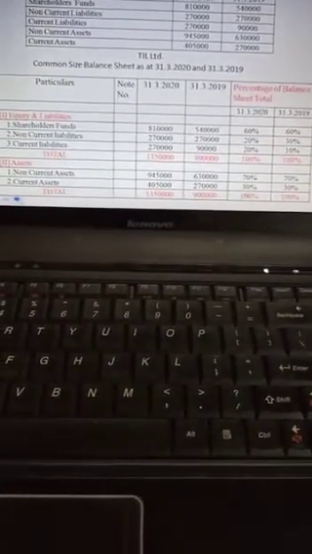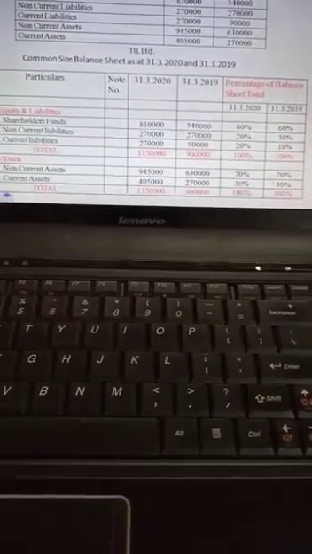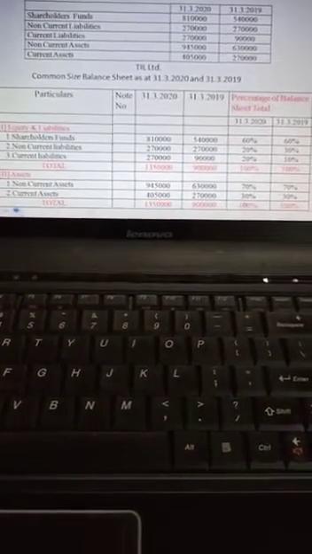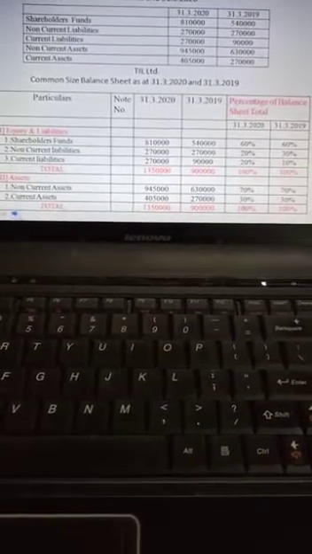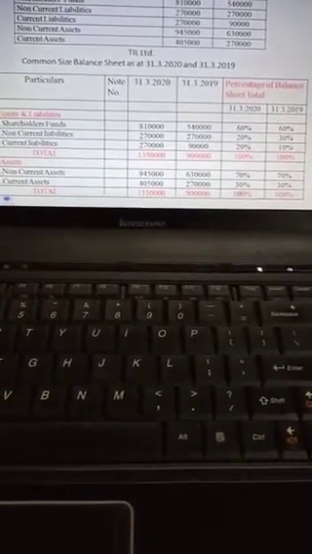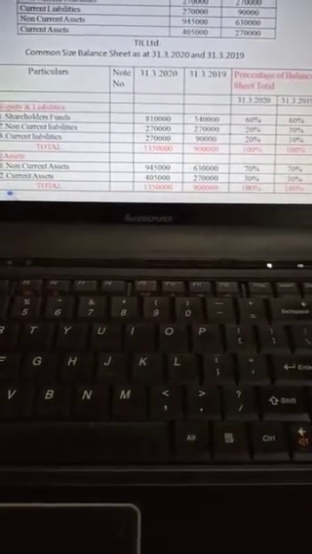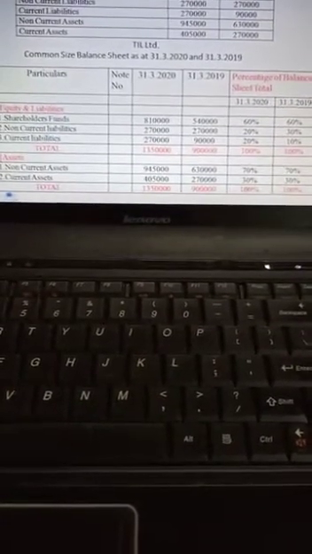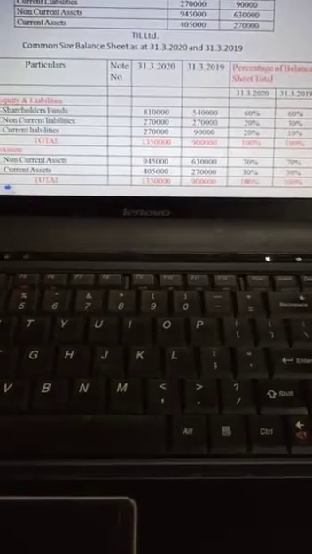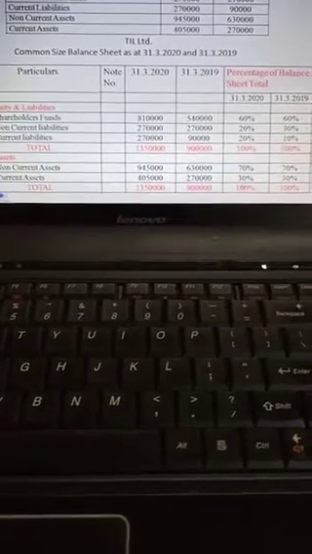We will have the format as particulars, note number, current year, previous year and percentage of balance sheet total for current year and previous year. We have equity and liabilities. Underneath that we have 3 heads: shareholders fund, non-current liabilities, current liabilities. Shareholders fund for current year is 8,10,000, for previous year is 5,40,000. Non-current liabilities for current year is 2,70,000, for previous year is 2,70,000. Current liabilities is 2,70,000 for the current year, previous year it is 90,000. Total of the current year comes to 13,50,000 and total of the previous year for equity and liabilities comes to 9 lakh.